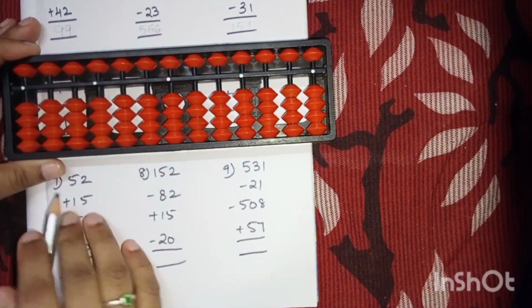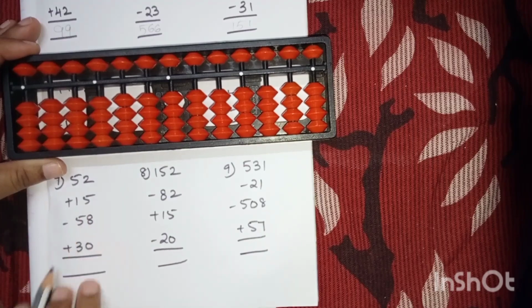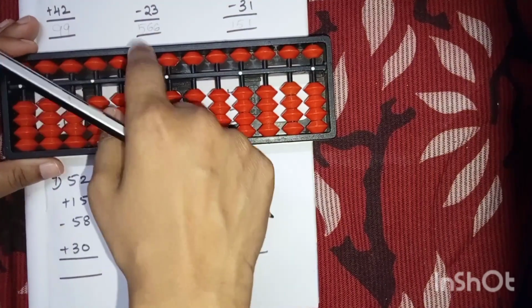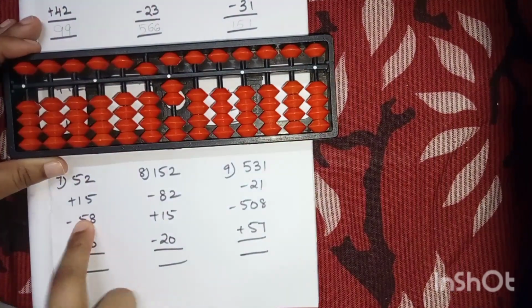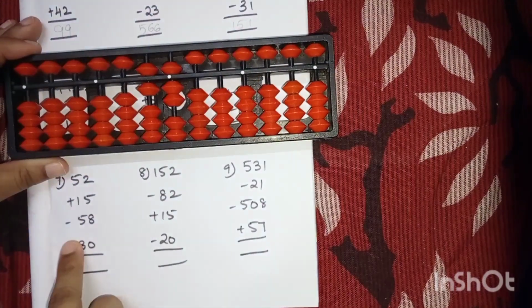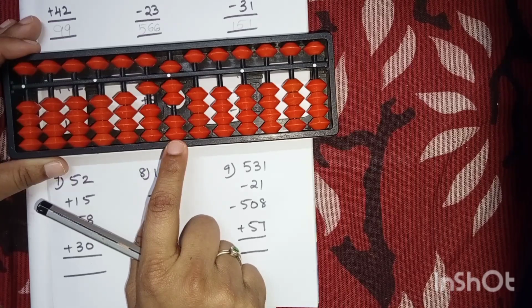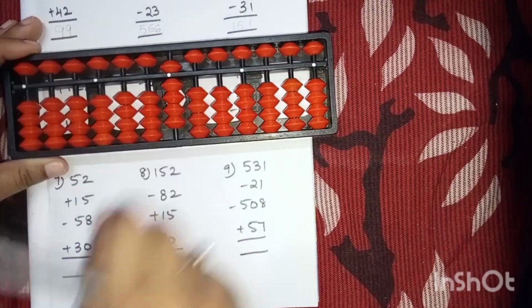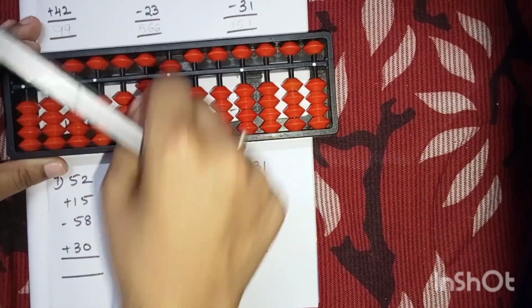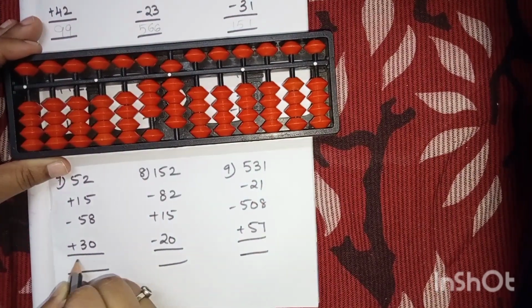Clear the scale. 52 plus 15 minus 58 plus 30. 52 plus 15 minus 58. Minus 8 is not available. So what you have to do, you have to take big friends formula. Minus 8 is equal to minus 10 plus 2. Next add 30 directly. So what is the answer? 39.